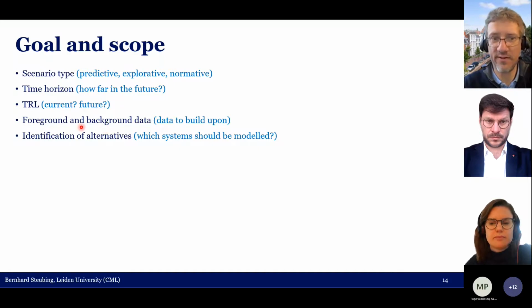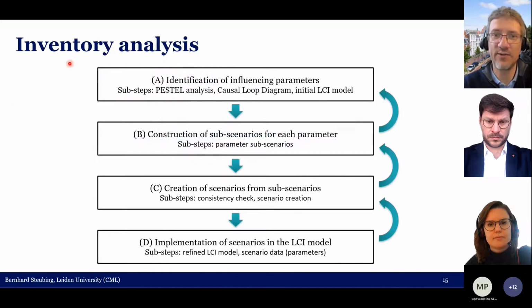And then, of course, initial choices regarding foreground and background data, as well as the identification of alternatives, so which systems should actually be included in the comparison. In the inventory analysis, that's the main, I would say, contribution of our approach.